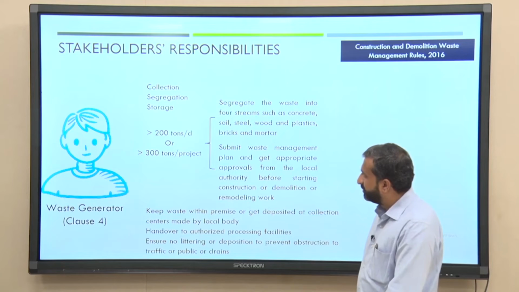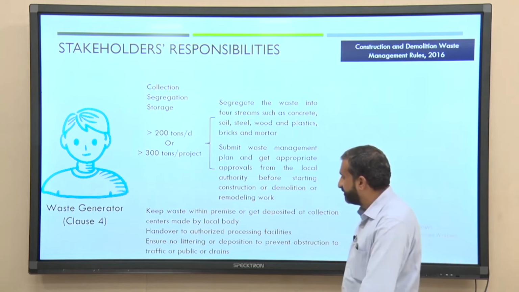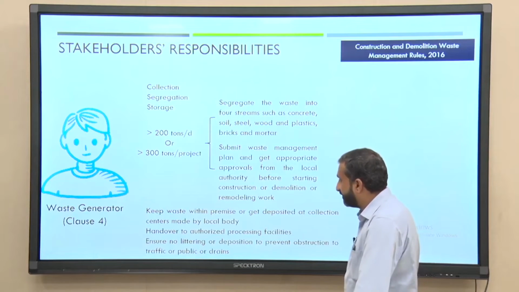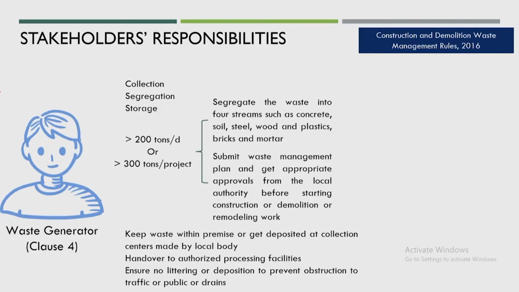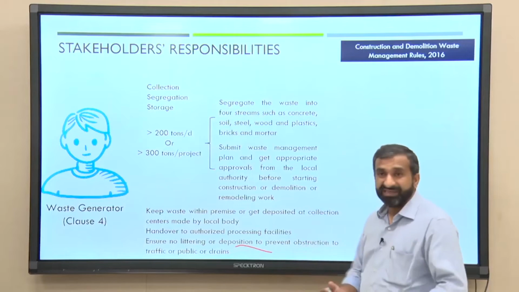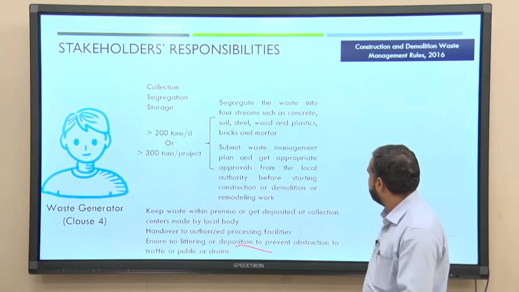And also one special responsibility is given: keep waste within the premises or get it deposited at the collection center made by the local body, and hand it over to the authorized processing facility. Ensure no littering or deposition that would obstruct the traffic, the public or the drain. This is also an important responsibility given to the waste generator. So, while transporting such waste, there should be no littering of that waste onto the road.